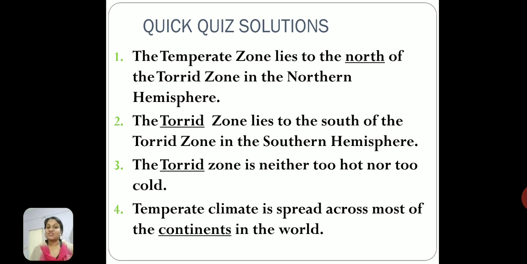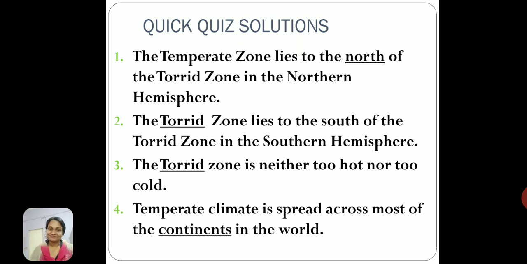Okay. The temperate zone lies to the north of the torrid zone in the northern hemisphere. Obviously. Correct. In the northern hemisphere, the temperate zone is above the torrid zone, so above is going to be north. Okay. Number 2. The temperate zone lies to the south of the torrid zone in the southern hemisphere. There's an error in my slide. The answer is temperate zone. Okay, I'm so sorry.